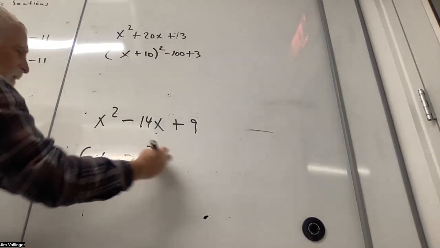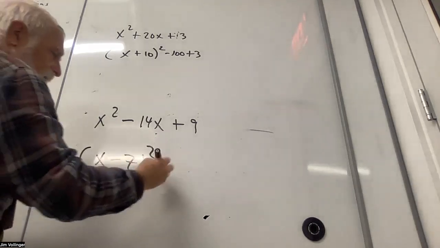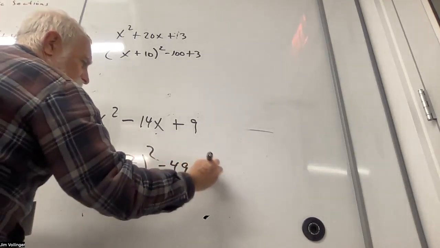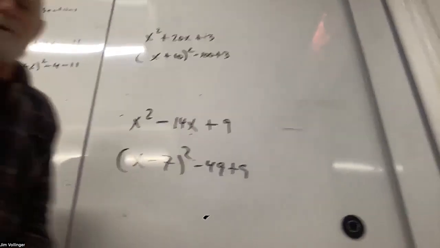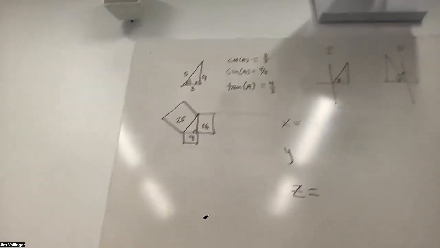X minus 7 squared. Cut it in half. Get rid of that 49. Bring in the 9, and they're all equal. All right. It's at 15 minutes of mental gymnastics. So let's do another 7 minutes or so. Now I can't see the clock. All righty, some stuff you haven't even done yet.